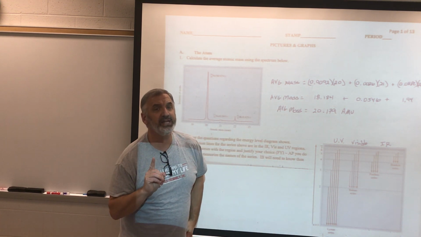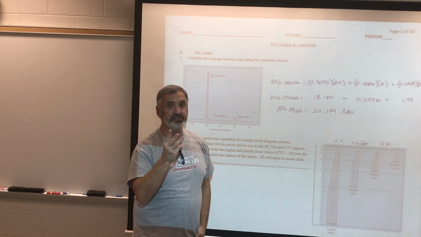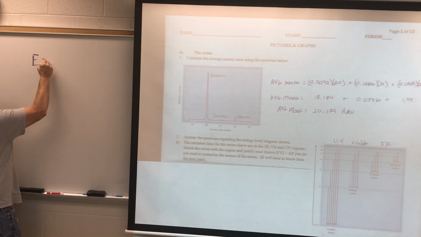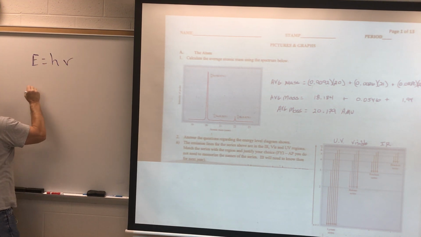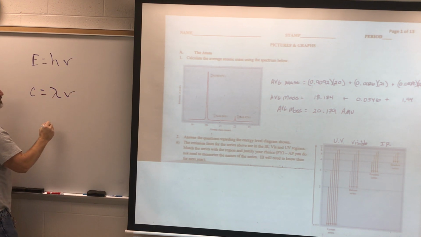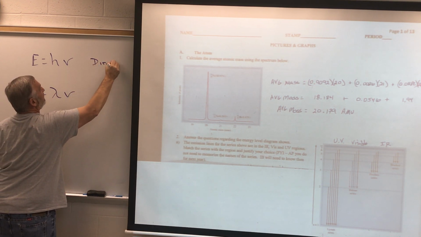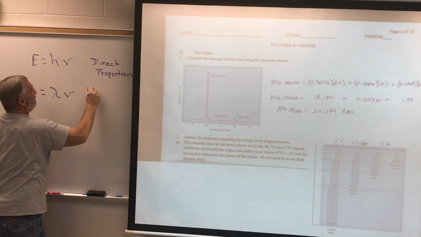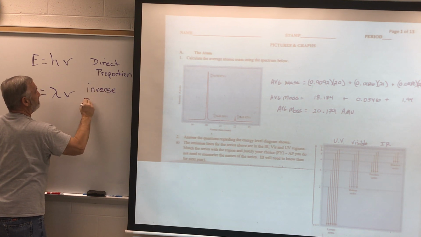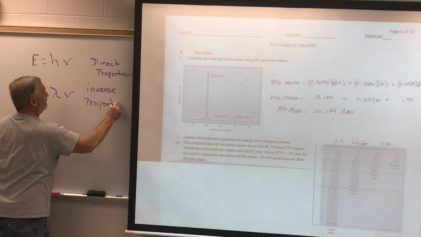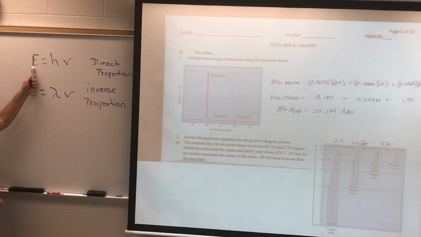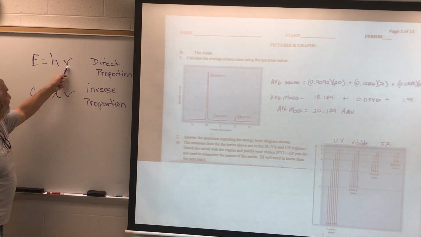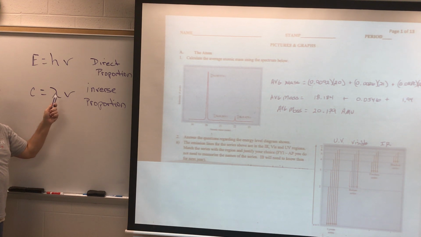So you do need to know the relationship between energy, wavelength, and frequency. We have the 2 equations. E equals h nu, and c is equal to lambda nu. So this is a direct proportion. This is an inverse proportion. So that means that as the energy goes up, as you have a bigger change in energy, that means you're going to have a higher frequency. But if you have a higher frequency, you're going to have a shorter wavelength.